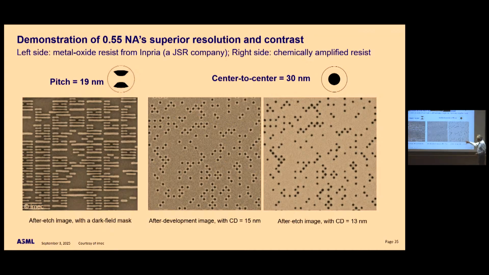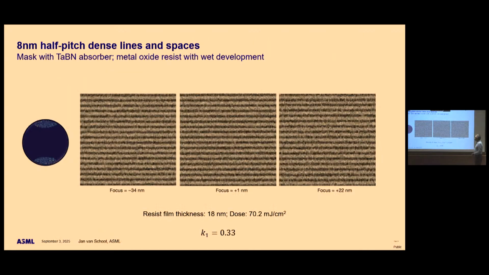And not only can we do metal layers, but also the contact hole layers. These are 30 nanometer contact layers from center to center. So the nominal CD is 15. This is after lithography, and this is after etch. Okay, so, well, what can you do? How best can you do this? What's the limit of this?